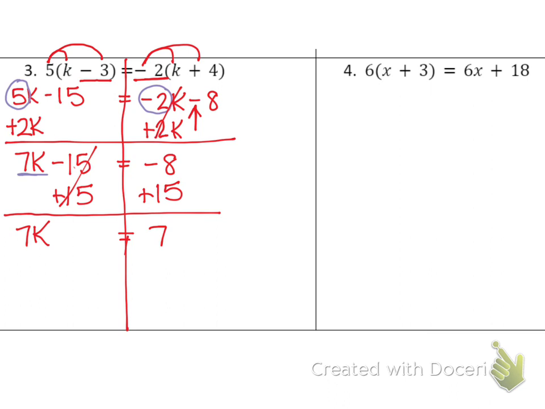Okay, now I just need to divide by my coefficient, which is 7. So I'm going to divide both sides by 7. When I do that, I get k equals 1.